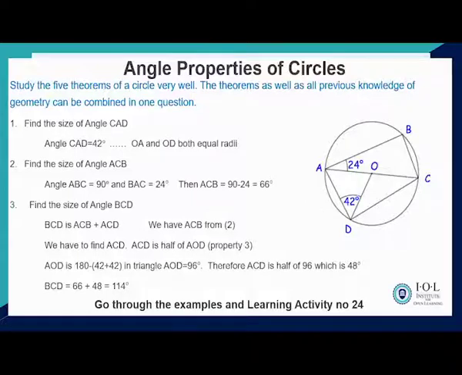Find the size of angle CAD. Now here we have a diameter. Look at AC. You have a diameter. You have a 90 degrees at B. You have a 90 degrees at D. And you have, what do you have? You have a cyclic quadrilateral. And you find them step by step, one by one, with the different theorems.